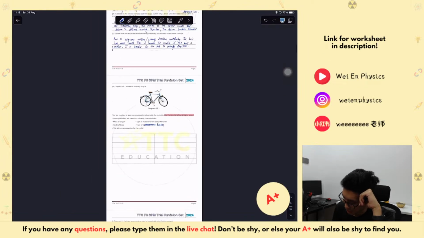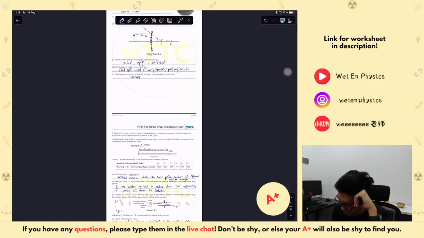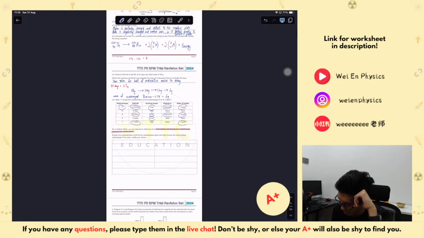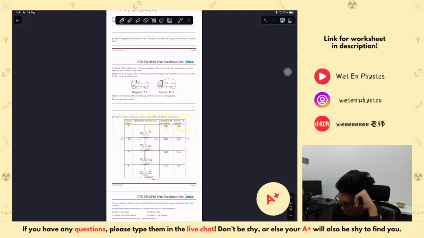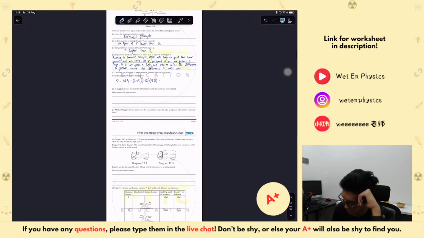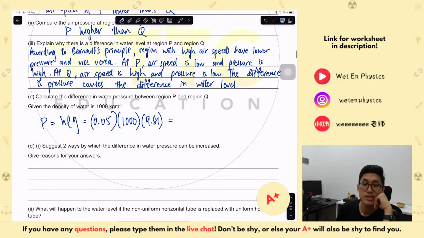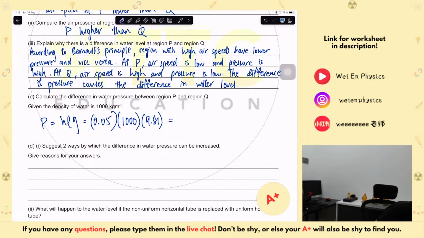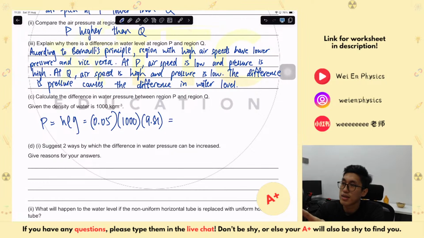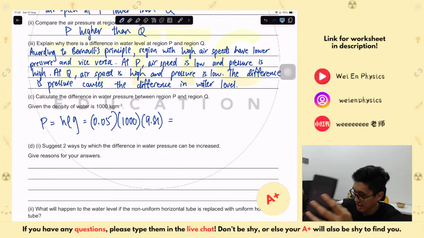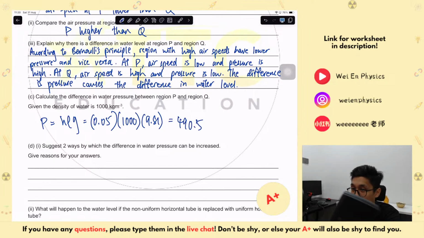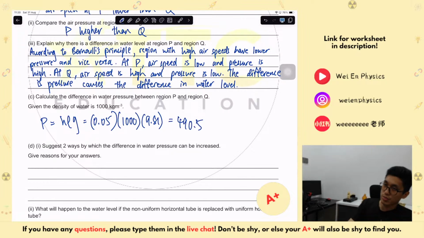Wow, I just realized after so long, is this the first time we are doing a proper calculation question? Yes, this is the first time. So 0.05 times 1000 times 9.81, let me get my calculator out. You should get 490.5. Pressure units, pascals.